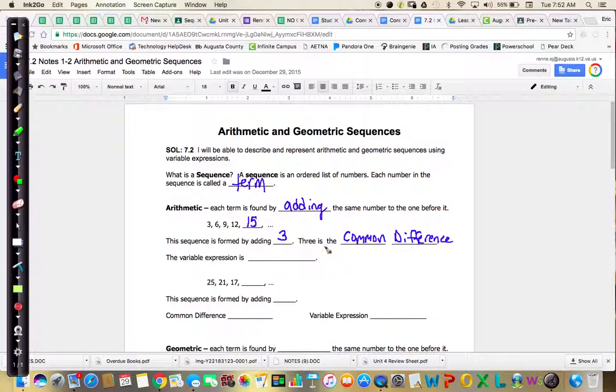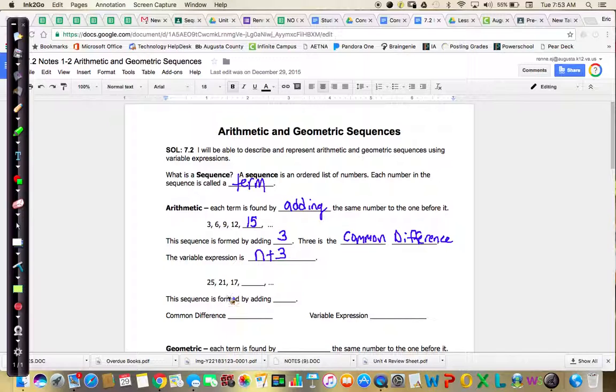And you have to be adding the same number each time to be able to call it the common difference. So the variable expression, obviously, you see the word variable, so it has to have a variable in it. So the pattern is plus 3. So we say the variable expression is n plus 3.